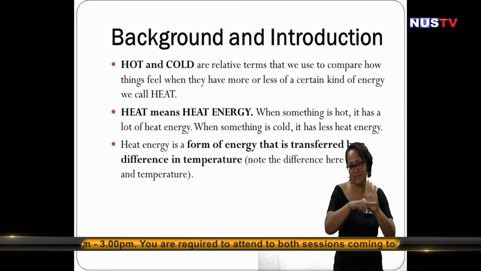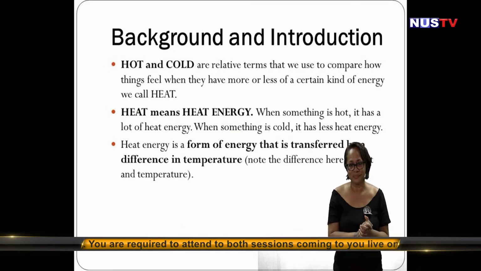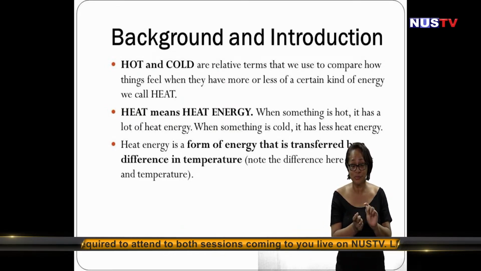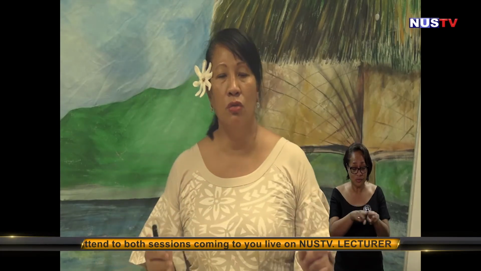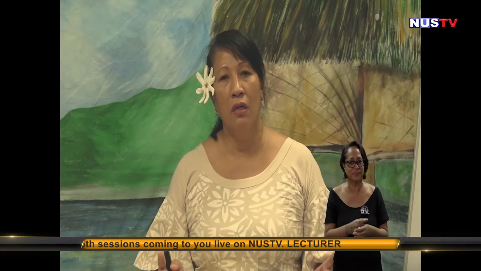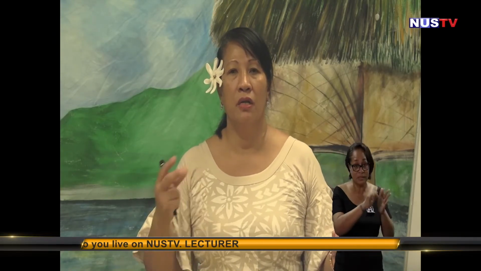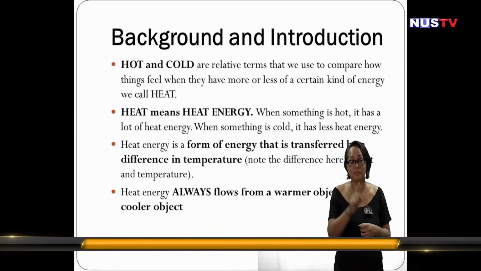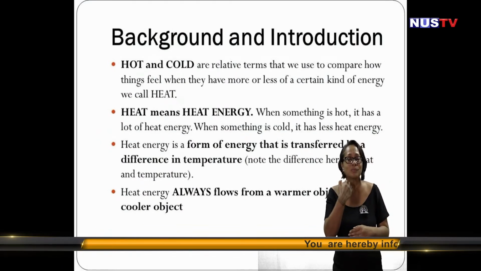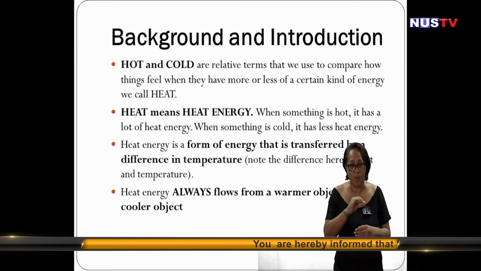Heat energy is a form of energy that is transferred by a difference in temperature. I want you to note the difference here. When I say heat is transferred by a difference of temperature, because we are going to be finding out the difference between heat and temperature later. Heat energy always flows from a warmer object to a colder object.